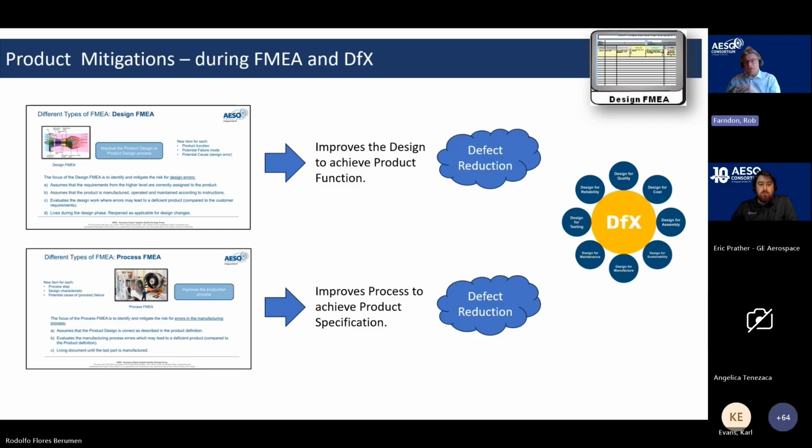And DFX is to be viewed as a process that runs alongside both of those. We're trying to improve the design or the process by close collaboration between the design and manufacturing engineers. And the aim there, in whatever context, is to try and reduce the defect through the team working, through collaboration together.